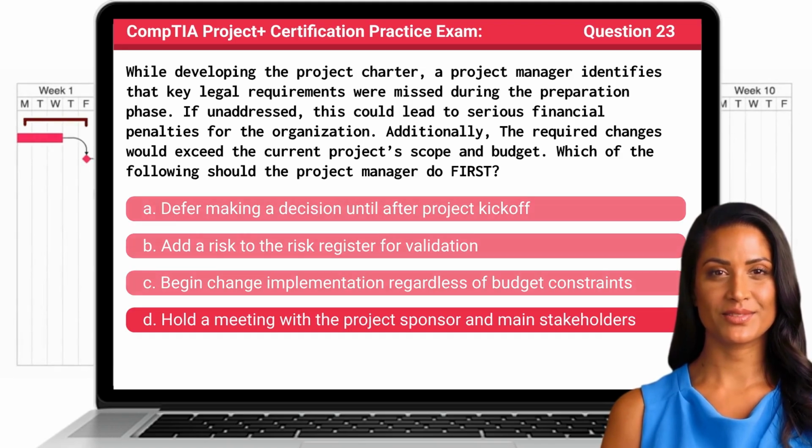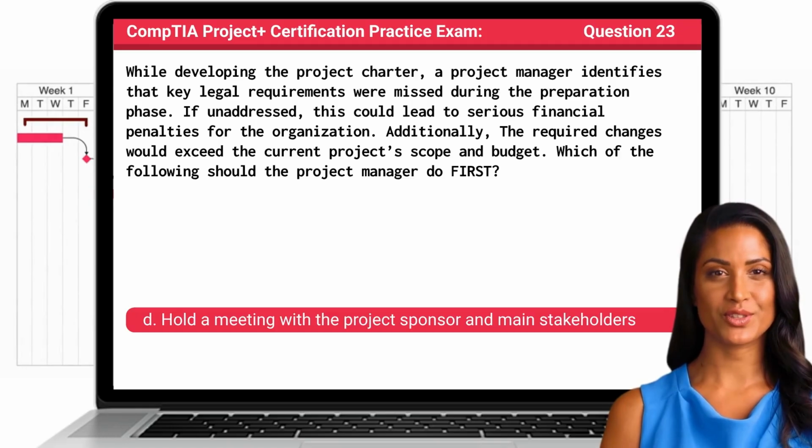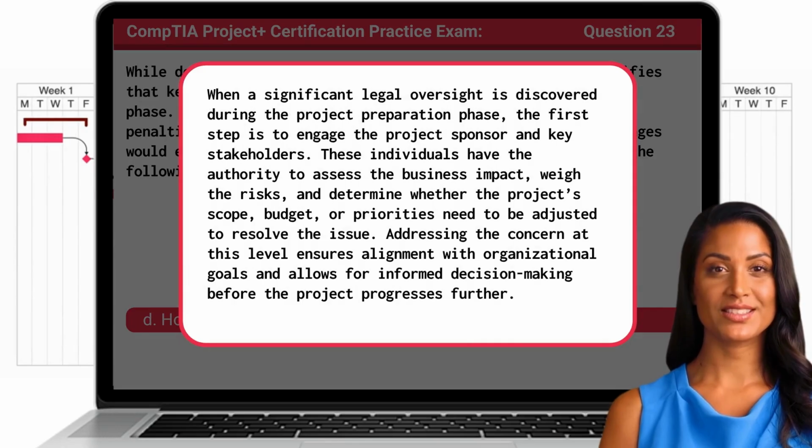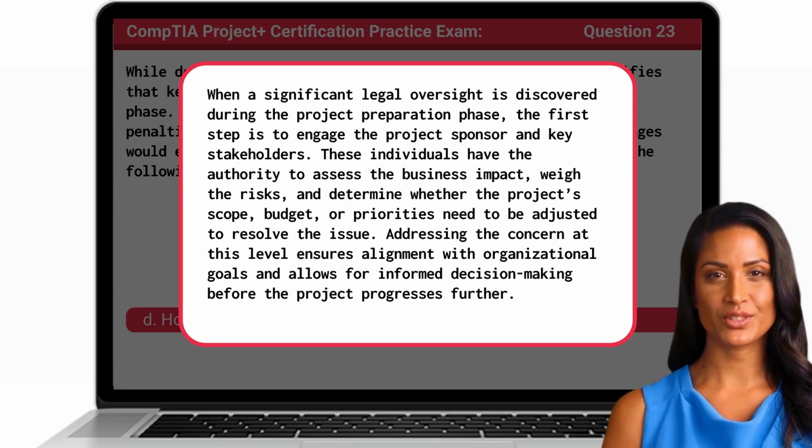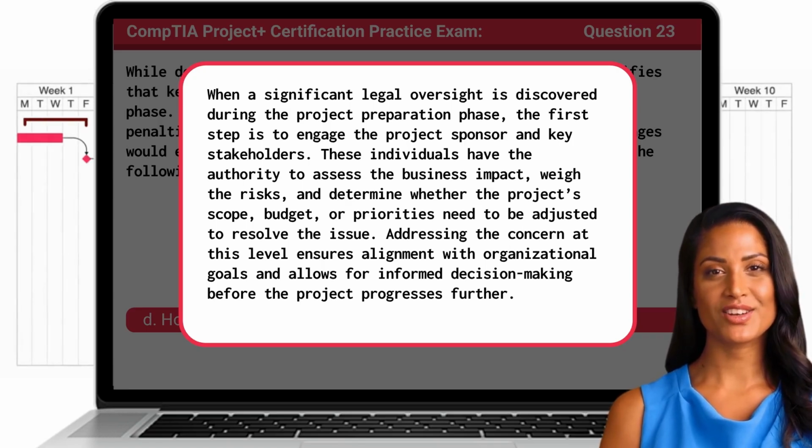The answer is D. Hold a meeting with the project sponsor and main stakeholders. When a significant legal oversight is discovered during the project preparation phase, the first step is to engage the project sponsor and key stakeholders. These individuals have the authority to assess the business impact, weigh the risks, and determine whether the project's scope, budget, or priorities need to be adjusted to resolve the issue. Addressing the concern at this level ensures alignment with organizational goals and allows for informed decision-making before the project progresses further.